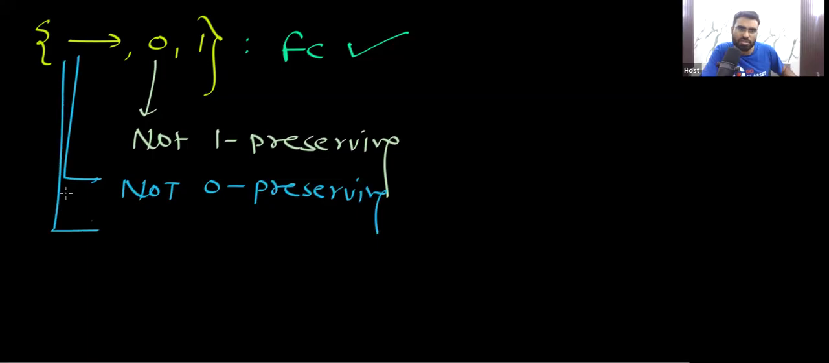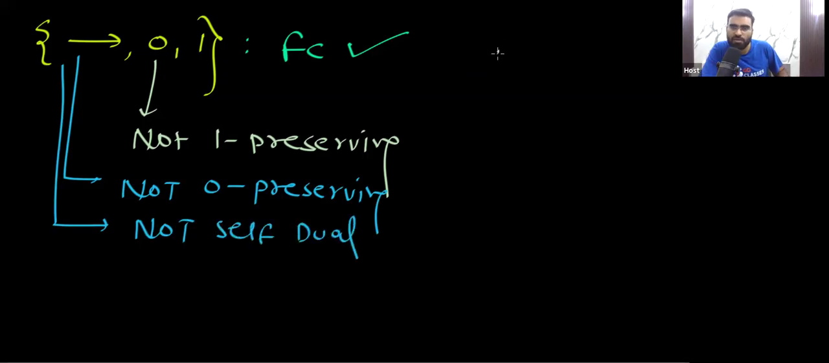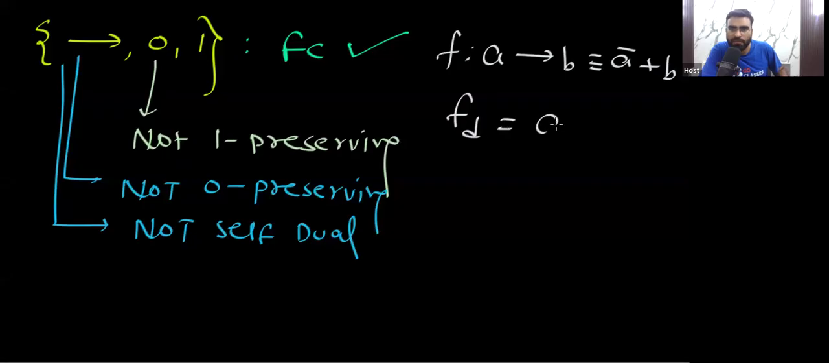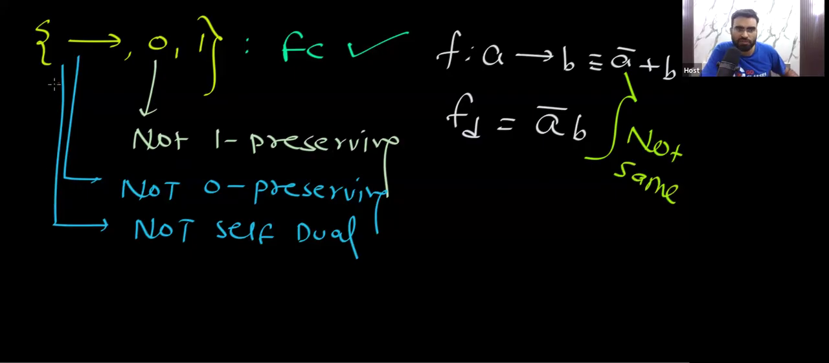You can see this is not self-dual. Why is this not self-dual? Tell me why. See, implication is the same as A bar or B. Okay, so tell me what the dual is. Dual will be A bar B. Are they the same? They are not the same. Yes or no? Is this clear? So this is not self-dual.